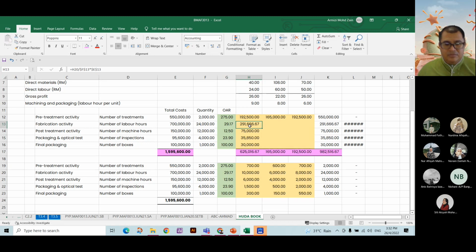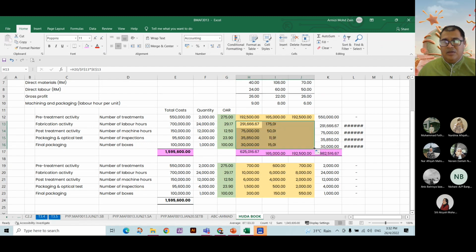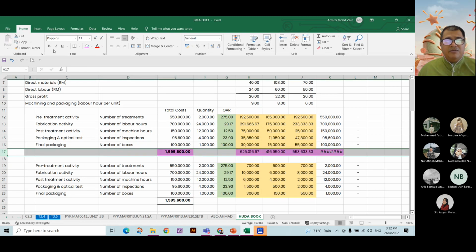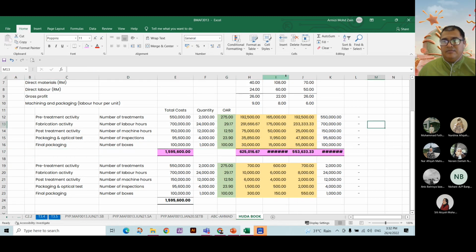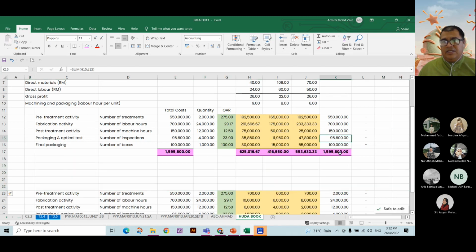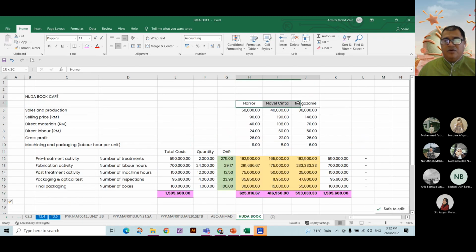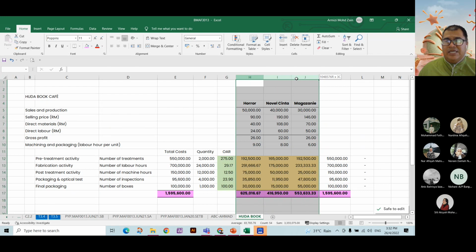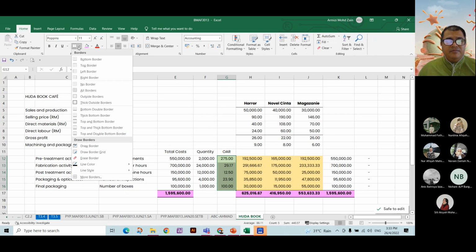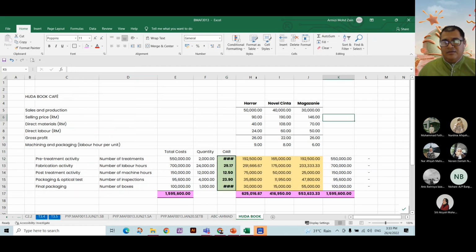Betul atau tidak? Jom check. Okay. So yang ni apa? Okay. Yang ni kalau you tak nak rounding, you tak perlu rounding. Kalau you nak rounding, perlu rounding. Okay. Settle. So kita dah allocate dah untuk horror, novel and magazine. Kita dah pecahkan. Instead of kita guna satu je single rate, kita dah ada 5 rate dah kat sini. 5 rate kat sini. Okay.